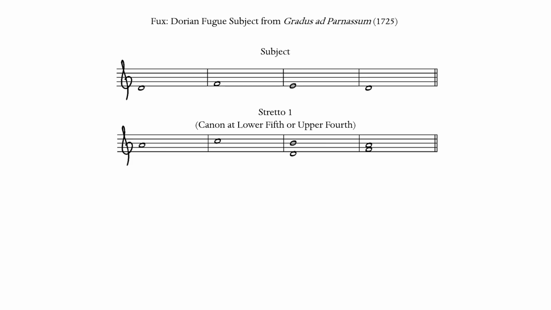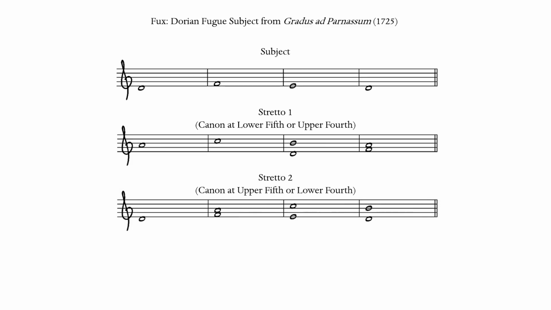The second stretto is a canon at the upper 5th or lower 4th, with the subject leading and the answer following at an even closer distance of only 1 measure.